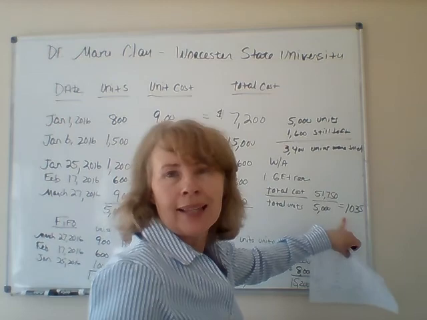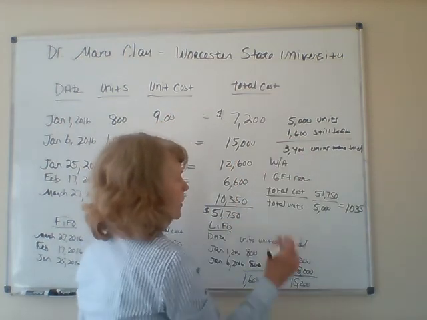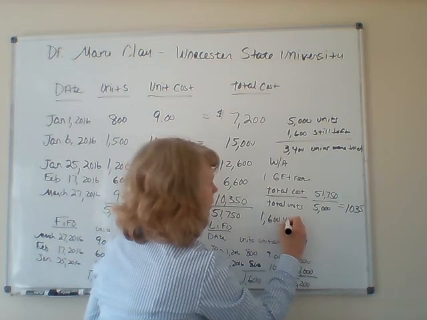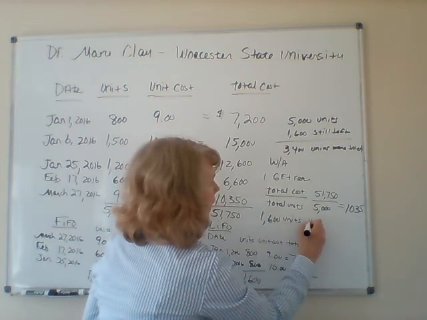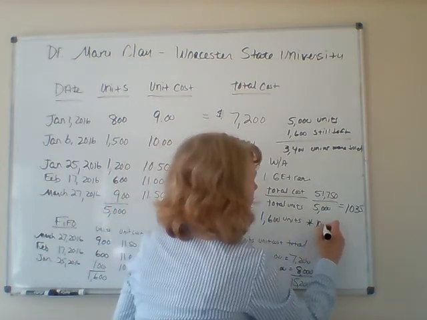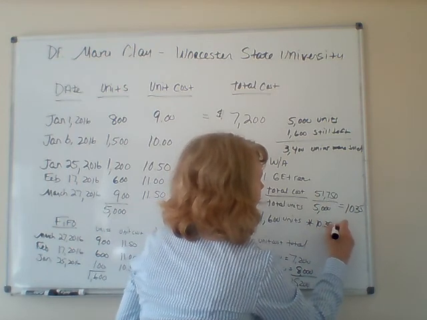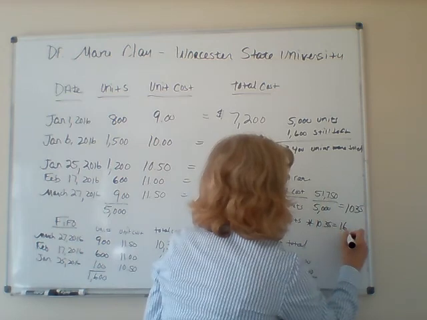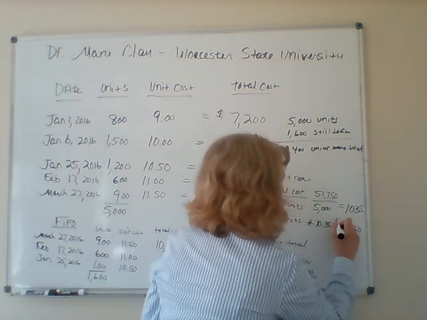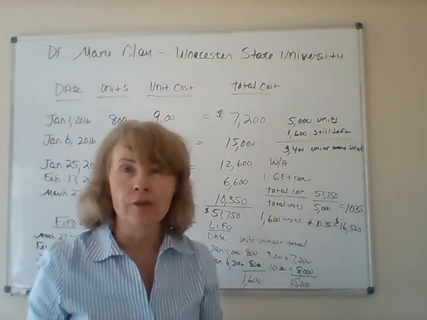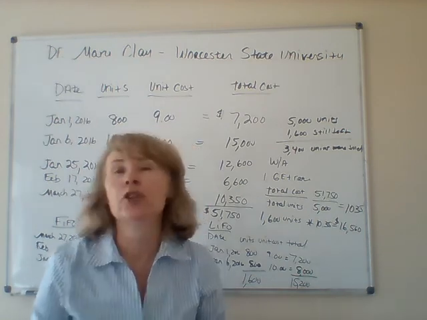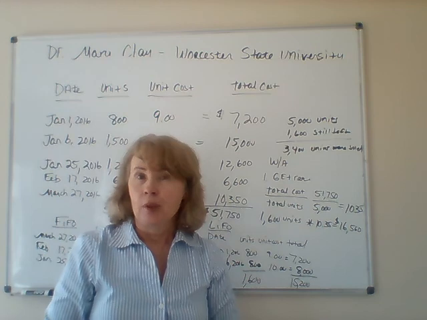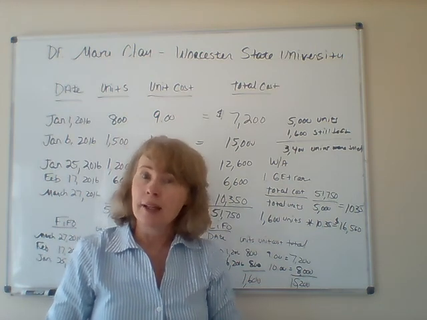Now, to get the ending inventory, I take what's still left, 1,600 units times $10.35, which equals 16,560 for weighted average. And that's the ending inventory for weighted average. Okay? And that's how you do FIFO, LIFO, weighted average. All right, get that homework done and then you're good for the week.